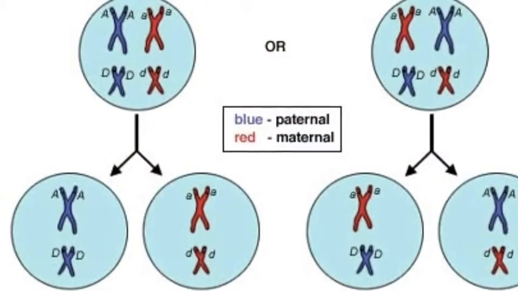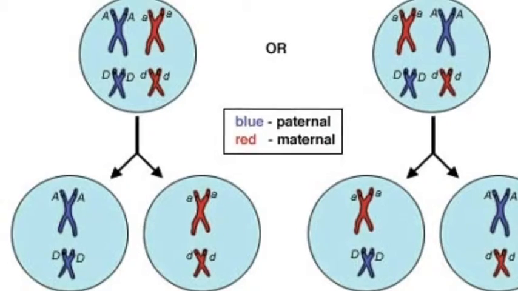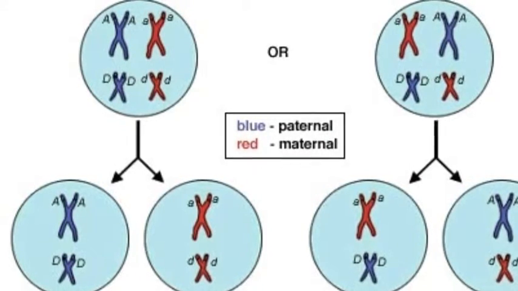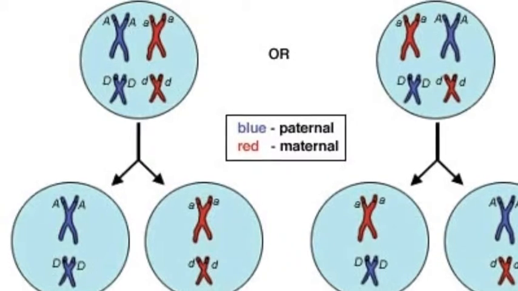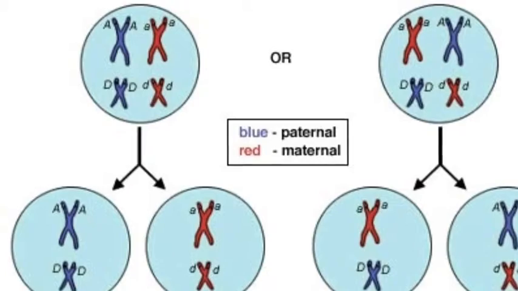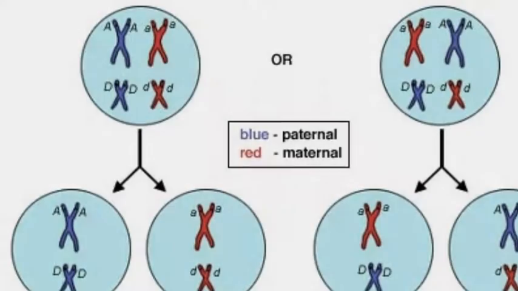Meiosis is very important because of its genetic variability. Independent assortment is one method to increase genetic variability. It is the random assortment of chromosomes. When chromosomes line up at the equator, they line up independent of maternal and paternal sources.